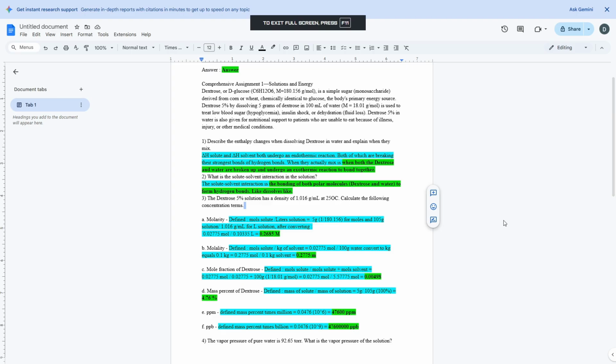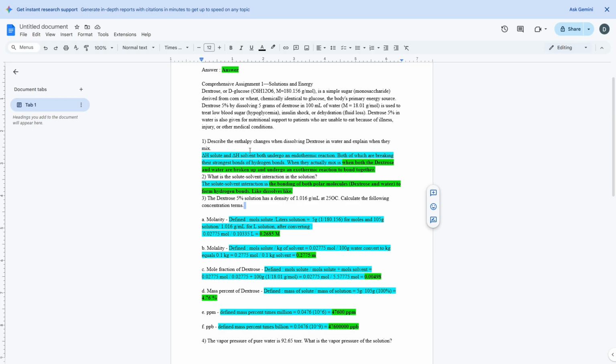Okay, so to make things simpler, I labeled that anything bolded and green will be the answer. The blue is kind of just the process to solve the problems. Starting off with number 1, it's asking to describe the enthalpy changes when they mix.